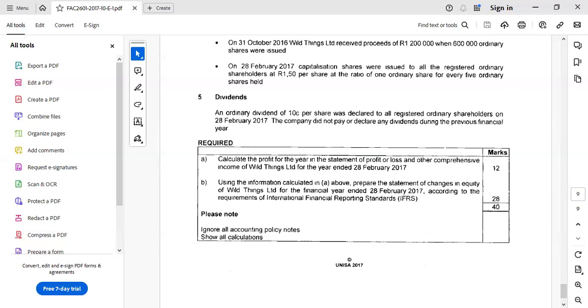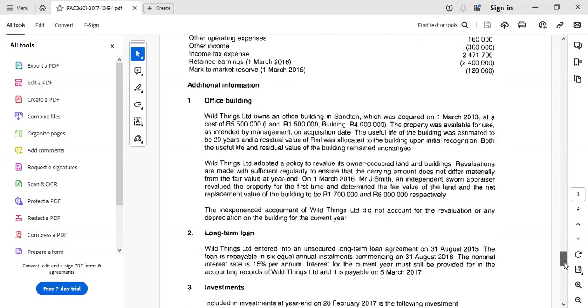You should note that the profit for the year, we calculate it in the statement of profit or loss and other comprehensive income. But when they just say calculate, they are not saying prepare the statement of profit or loss. You don't necessarily have to do the formal preparation. But before we go to that, let's deal with additional information.